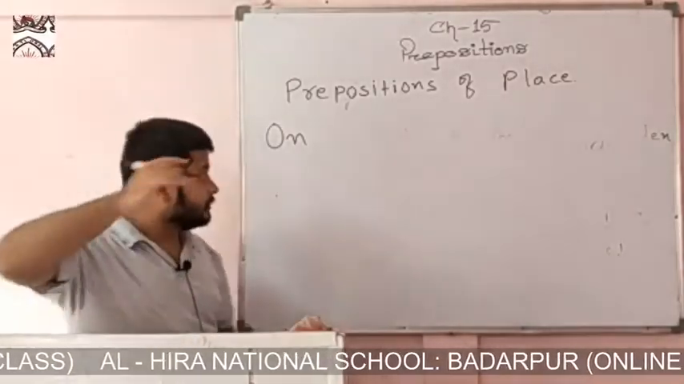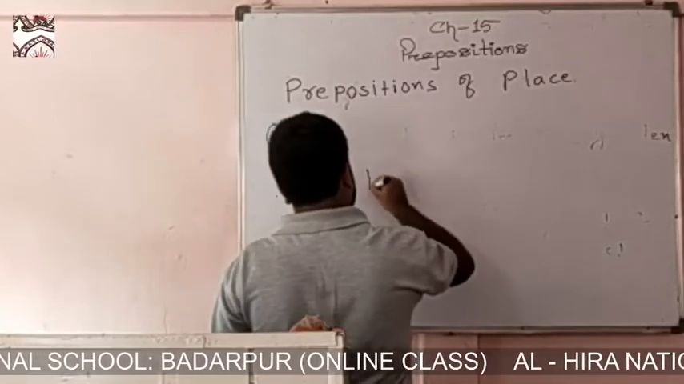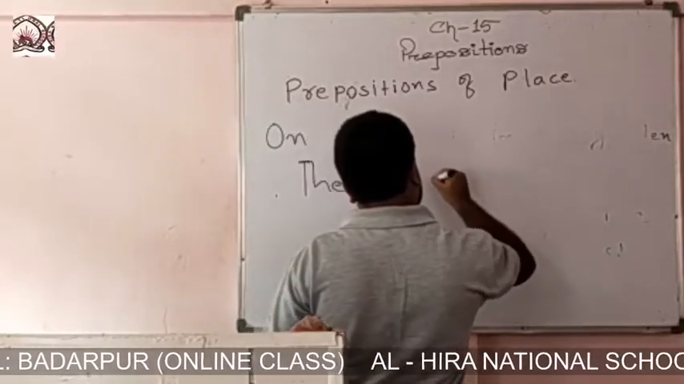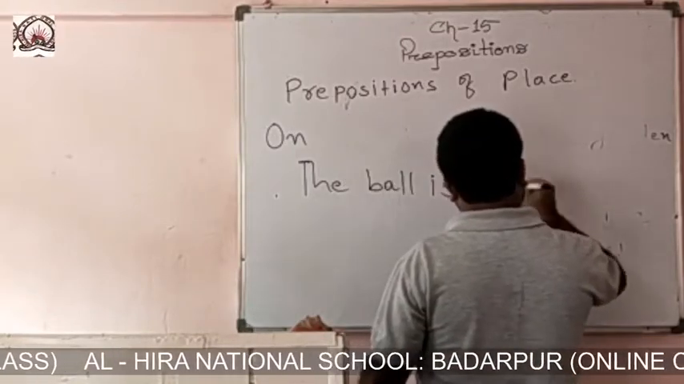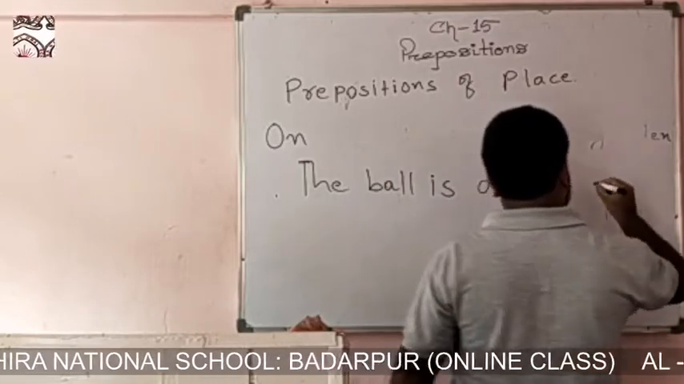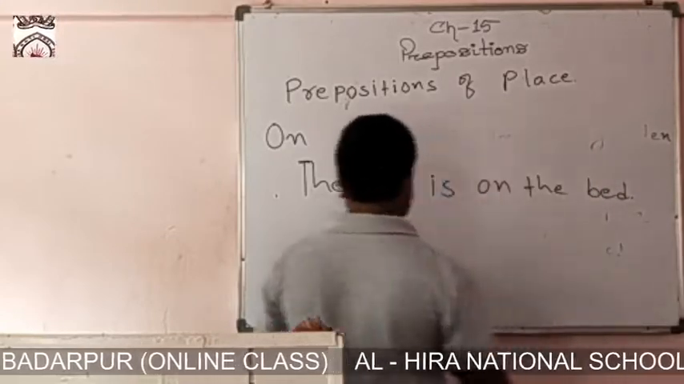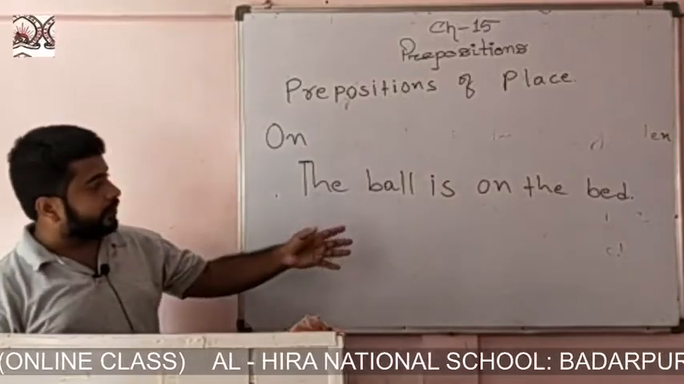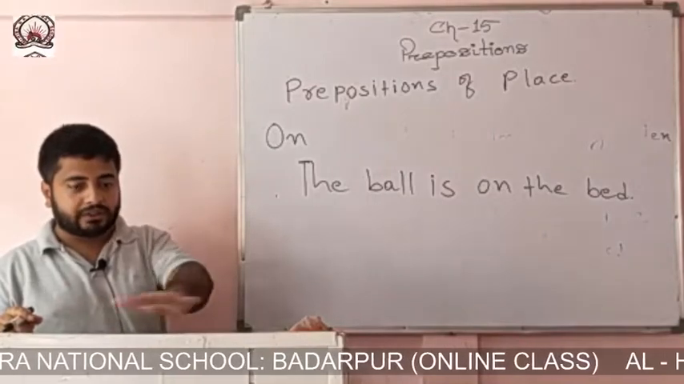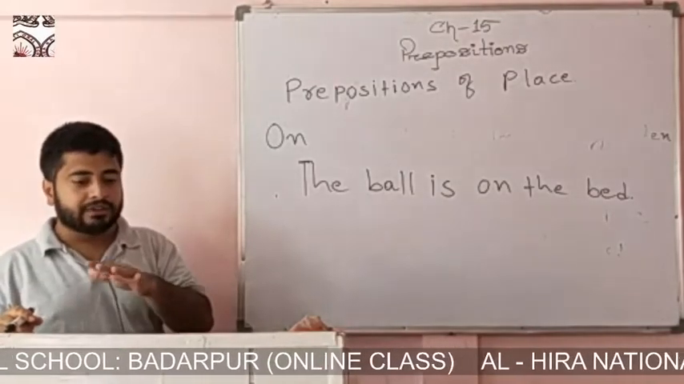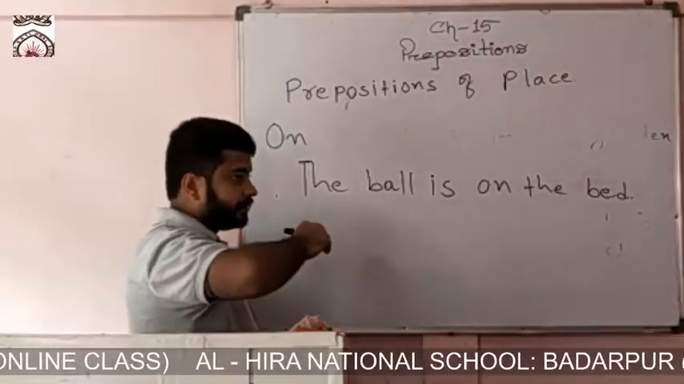For example, the ball is on the bed. The ball is on the bed. We know that bed is a surface, so the ball is on the bed. That means it is describing a surface. So let me explain another example.